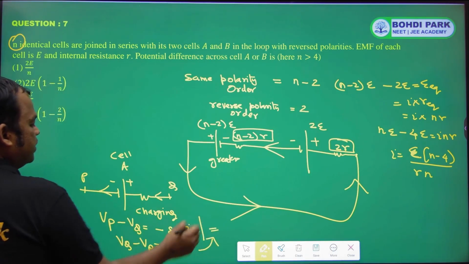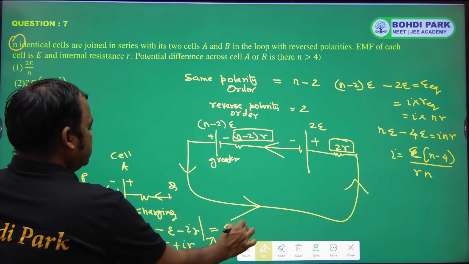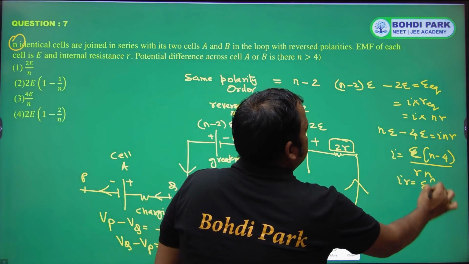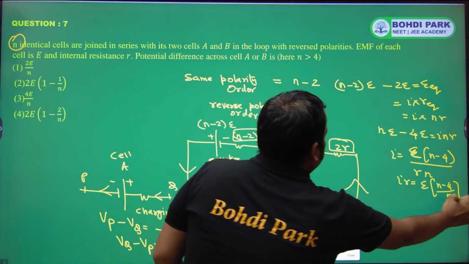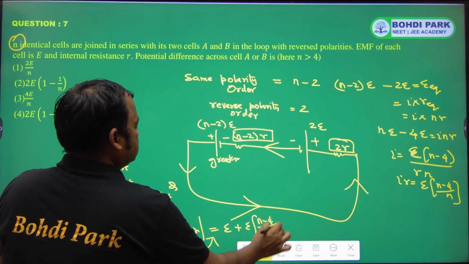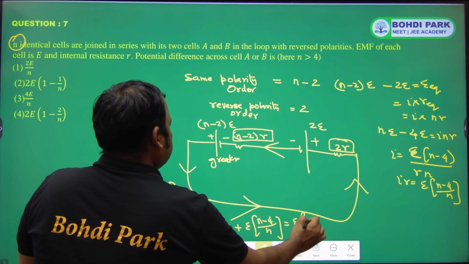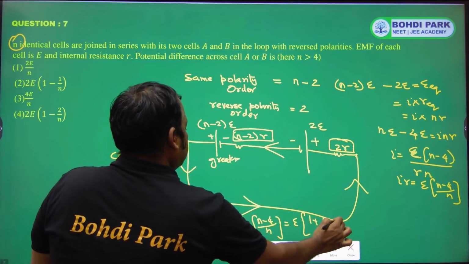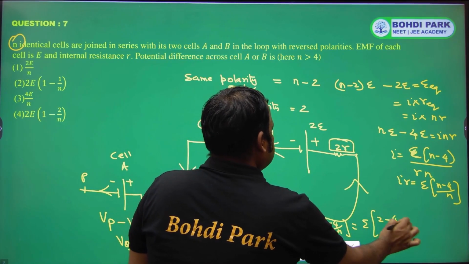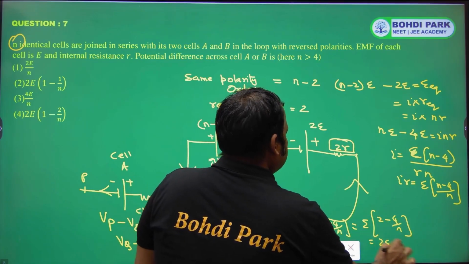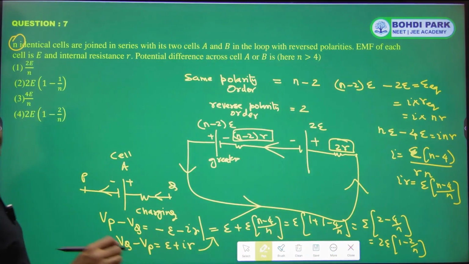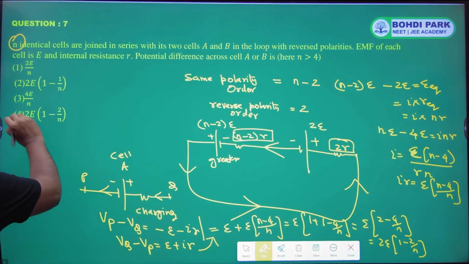So this will be equal to E plus IR, and I into R is equal to E into N minus 4 by N. So E common, we get 1 plus 1 minus 4 by N, then E into 2 minus 4 by N, 2 common, so 2E into 1 minus 2 by N. So that is the answer.